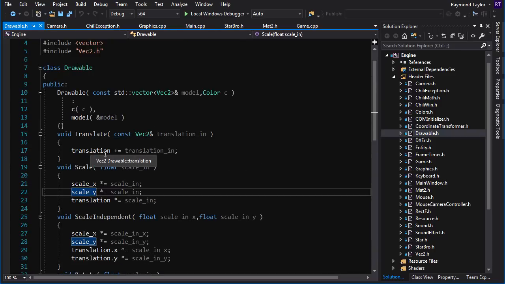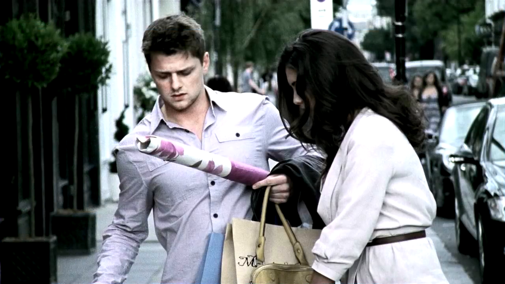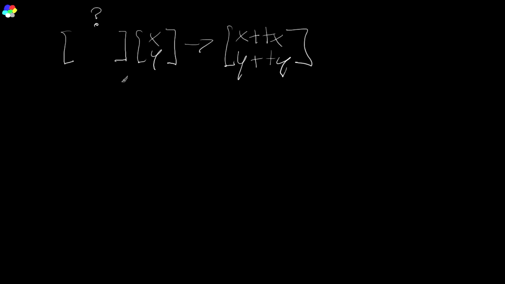And when you translate, you don't have to worry about scale or rotation. It's only in the other guys that you've got to worry about translation. Everything else you do, you've also got to do a little special thing for translation. It's a very high maintenance girlfriend. I mean, transformation.